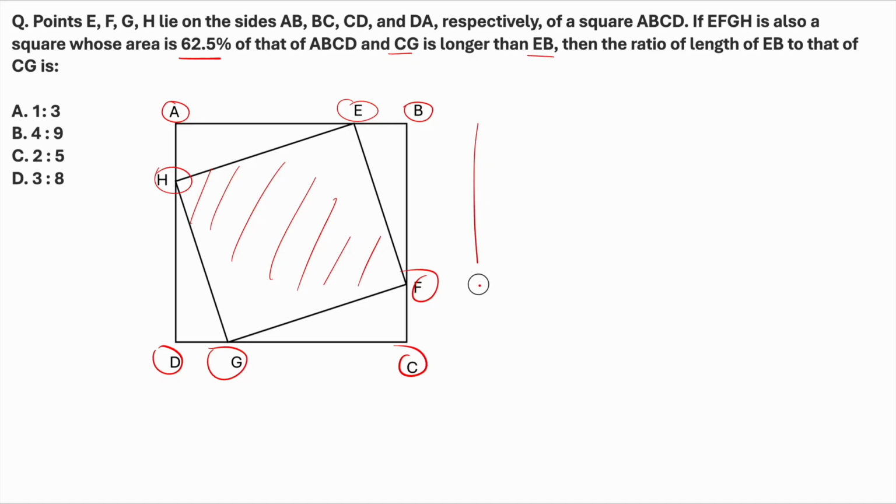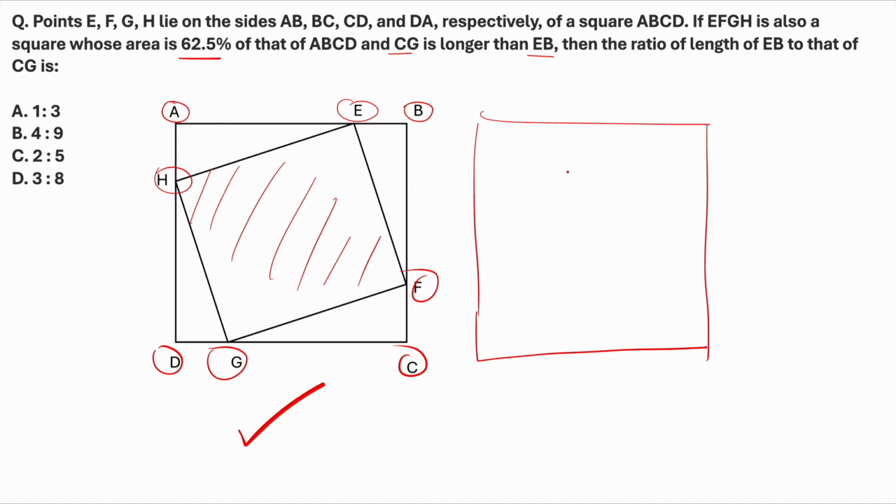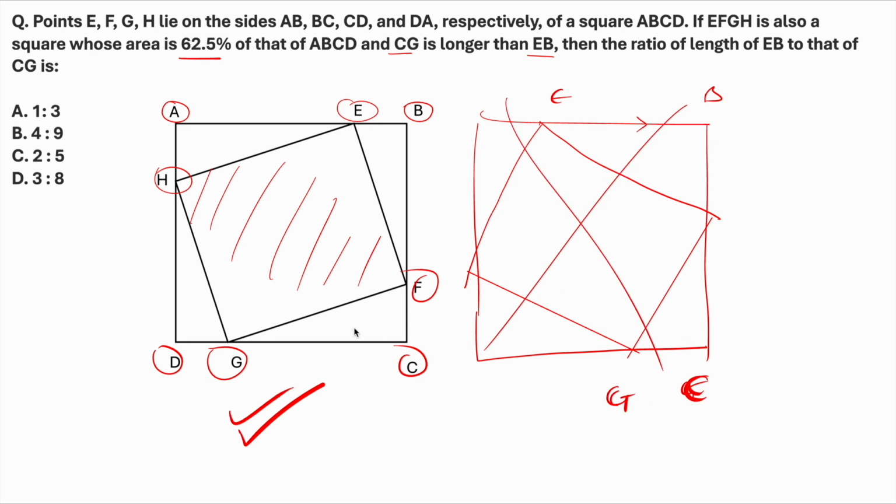The whole point of giving you this statement that CG is longer than EB is to tell you that the diagram is being drawn like this, the way I've drawn it here, because we had one more way of drawing the diagram like this. Okay, I'll show you in rough. This is how it was going to be, right? So in this case, EB would have been greater than CG. You can observe that in this case, EB is greater than CG. So this is not your diagram, this is the diagram, right?